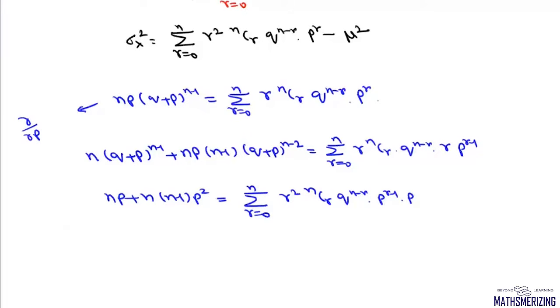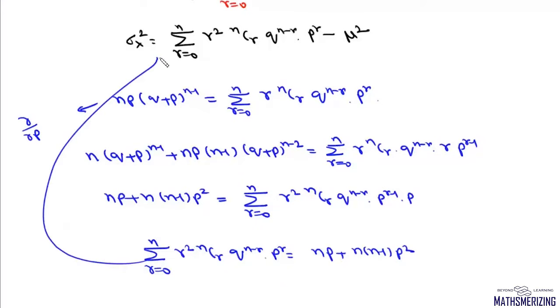So we can write this summation, r varies from 0 to n, r square nCr q to the power of n minus r into p to the power r, as np plus n minus 1 into p square. Now we'll put the value of this summation here to find the variance. Now this summation is np plus n square p square minus np square, and then minus mu square, and mu is n into p, so it will be n square p square.